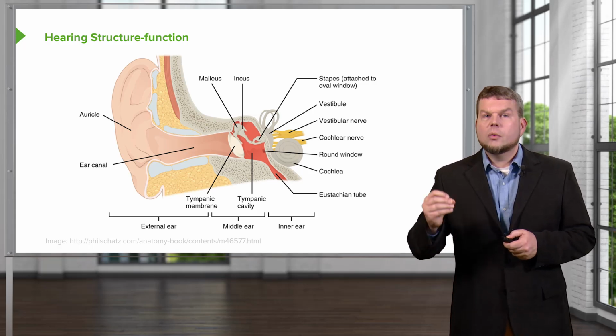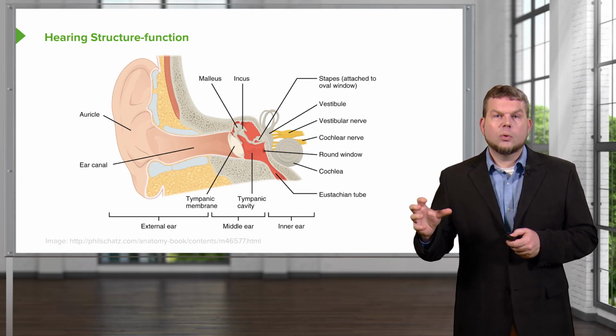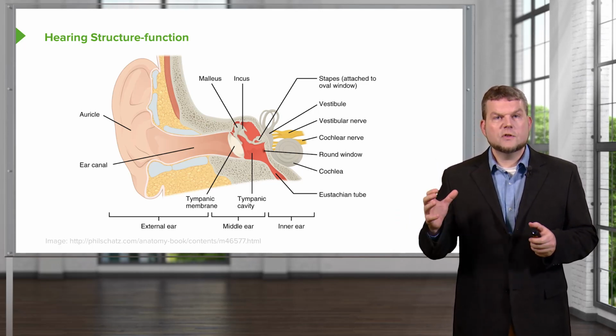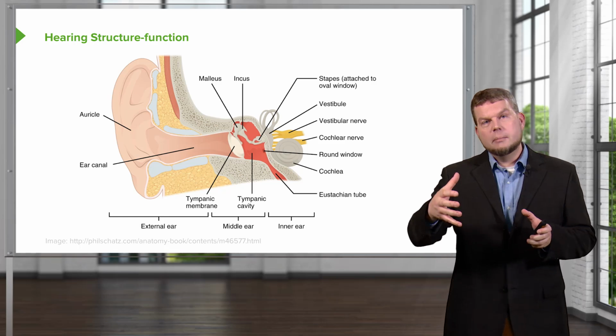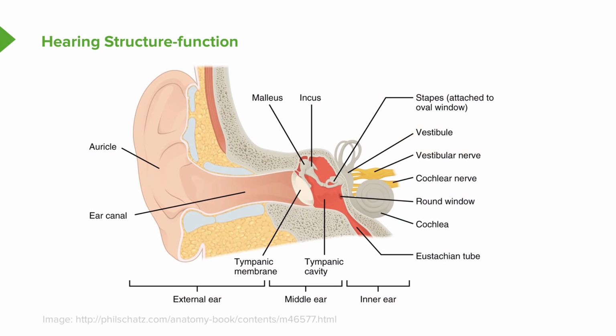If you think about what structure and function is, you need to think about the three different portions of the ear. You have the external ear, which is basically funneling in that sound. You have the middle ear, which is involved in amplifying the signal. And then the inner ear is where you're going to get the actual transduction of that sound wave into an electrical signal. So think about it as funneling, amplifying, and then sensing a particular signal.